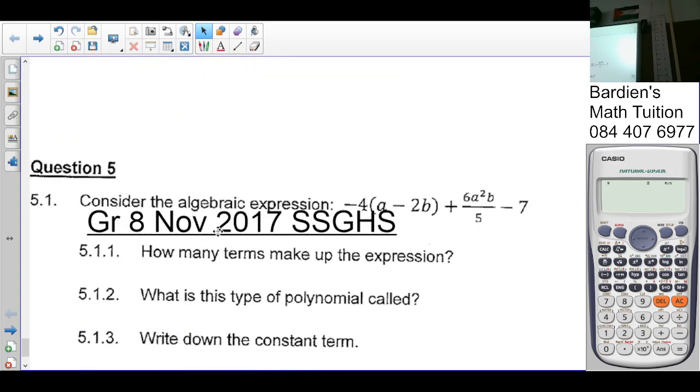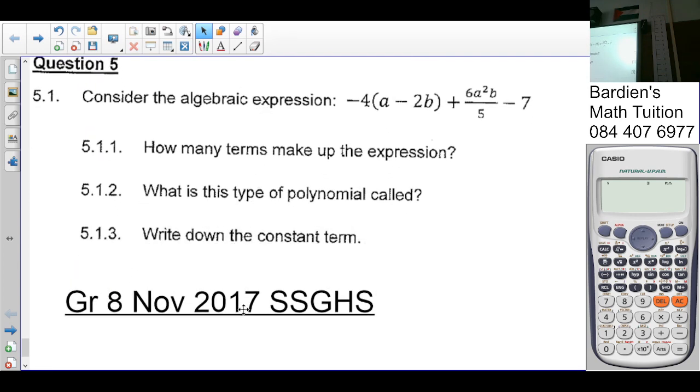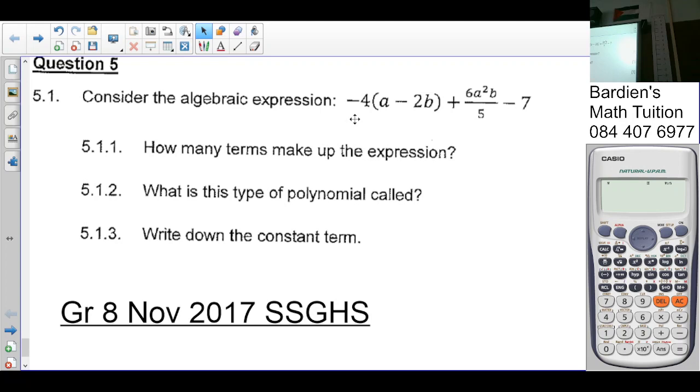Okay, so let's look at the next one. Question 5, it says, consider the algebraic expression: negative 4 into x minus 2b plus 6a squared b over 5 minus 7. How many terms make up the expression? 3 terms. You all agree with that? Yes. What separates terms? Plus and minus. It's 1, 2, 3 terms.